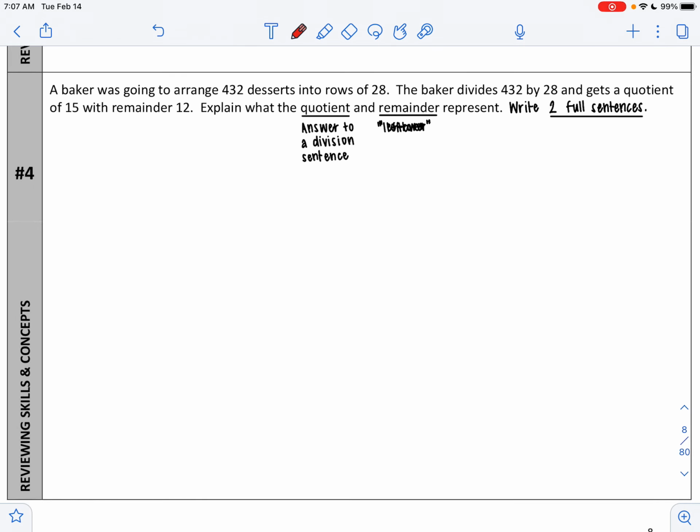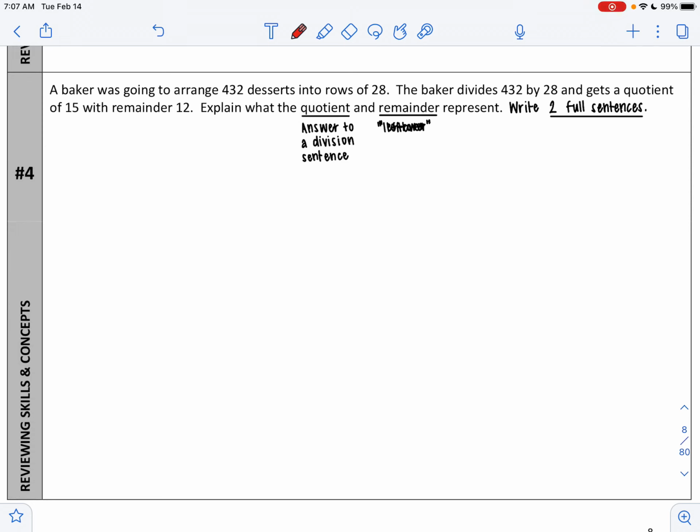Question 4, I'm just going to read to you. It's a word problem that is a review. See, it says on the side, reviewing skills and concepts. And the key thing about question 4 is just close reading. There's not any tricky math involved. So I'm going to read it and leave it up to you. It says, a baker was going to arrange 432 desserts into rows of 28.